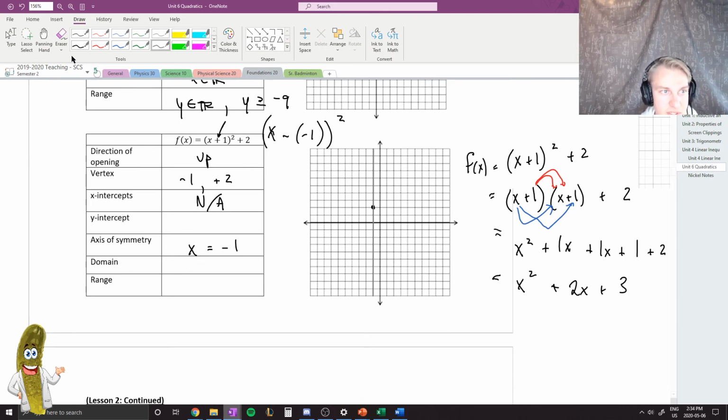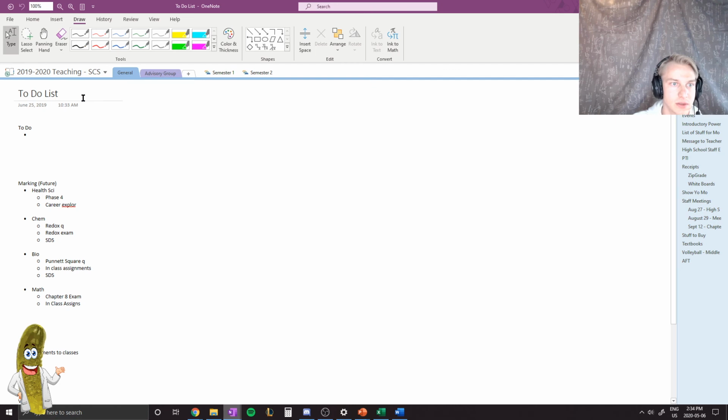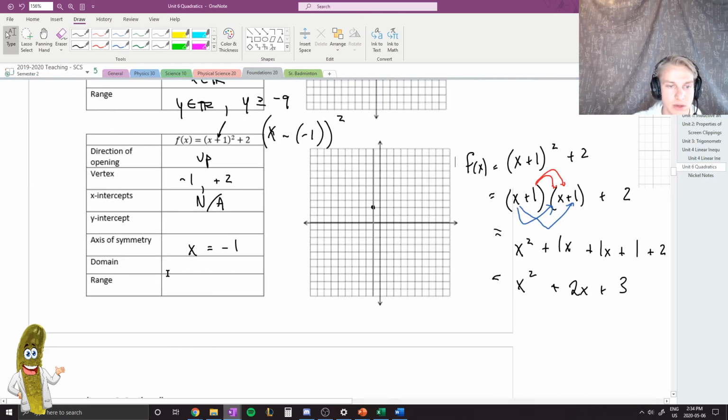Domain, we said that that was always the same thing. Domain is always the same thing. We said that that is x ∈ ℝ. And then we said the range is always y ∈ ℝ, and then based on our vertex and what direction it opens up, we know that y must be bigger than or equal to 2.